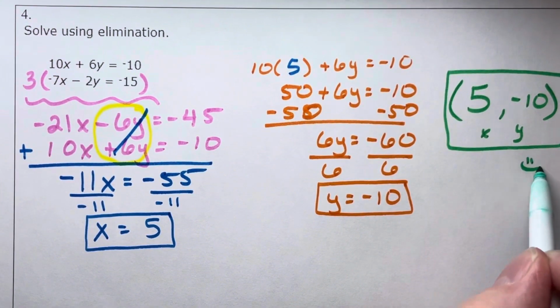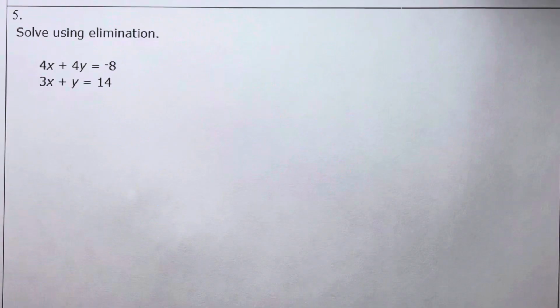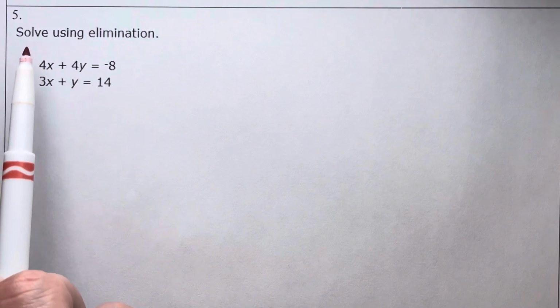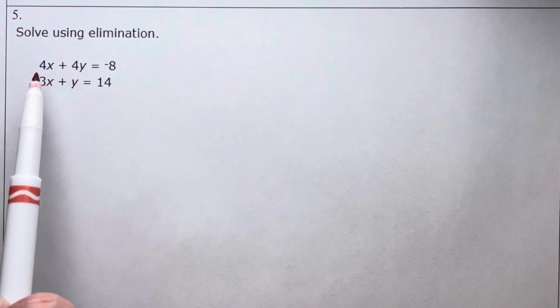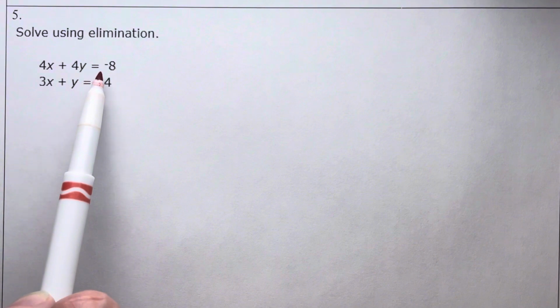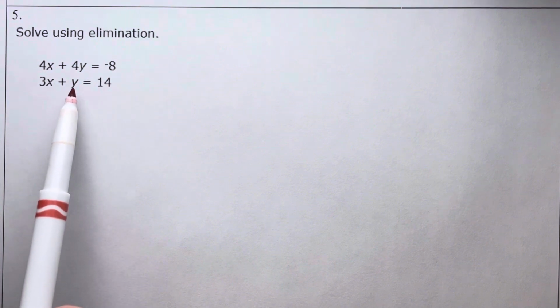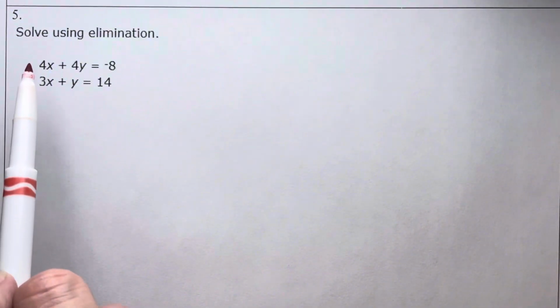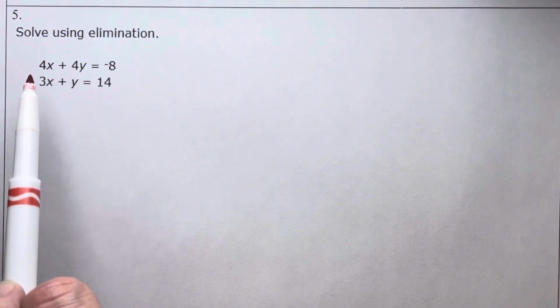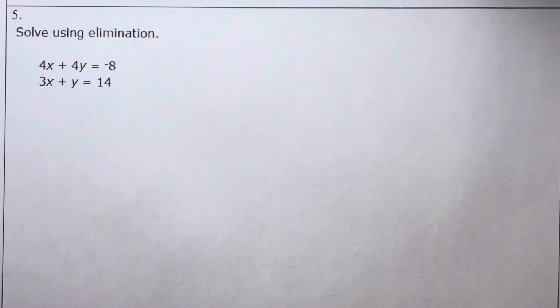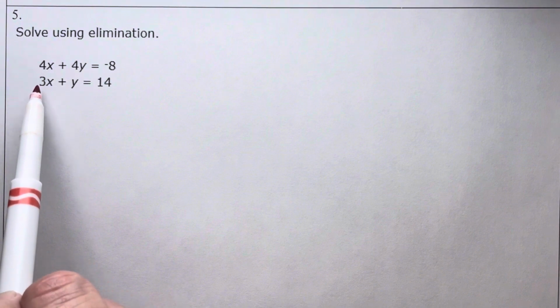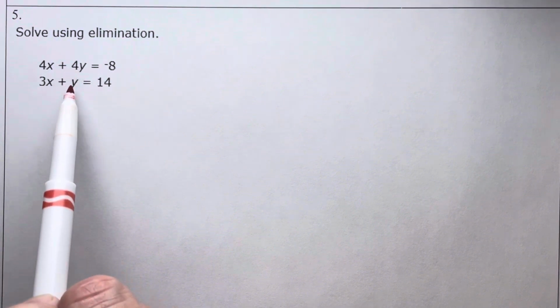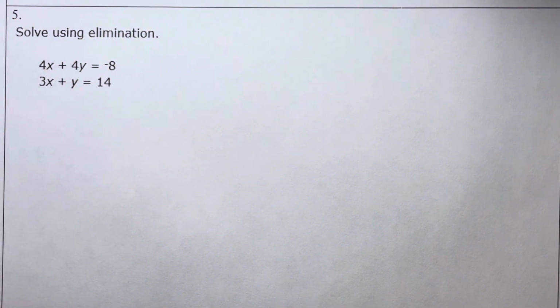And there you go. On our fifth and final example, we're going to solve the given system using elimination, where 4x plus 4y equals negative 8 and 3x plus y equals 14. Okay, our equations are both in the format of ax plus by equals c. But oh no, my x's both have different coefficients and my y's both have different coefficients.